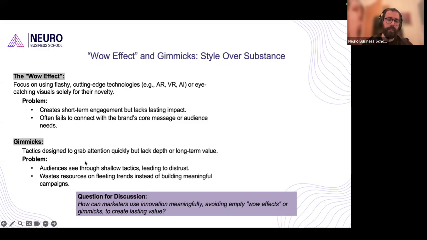Well, the gimmicks also are tactics designed to grab attention quickly. Okay, but lacking depth or long-term value, it is something similar. Okay, I would prefer that you check this on your own.